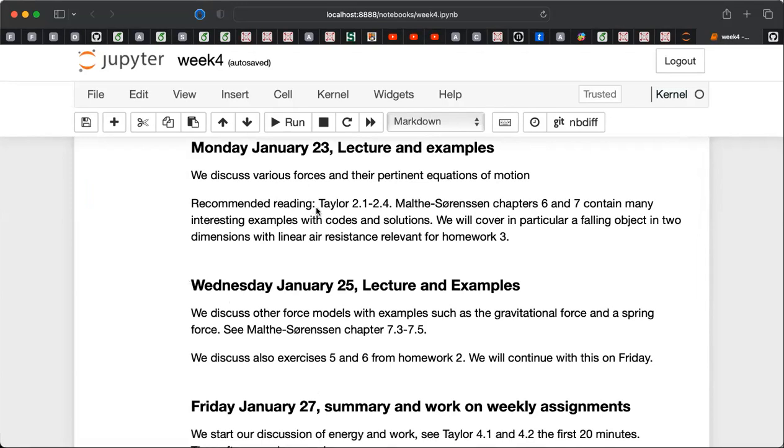This is the textbook by Taylor. And the examples which we're going to look at are actually taken from sections 2.1 to 2.4. There's also the textbook of this colleague of mine, Malte Sørensen, chapters 6 and 7. That is a textbook which contains a mix of numerical exercises and analytical solutions, and it can be of help when you're solving the different homeworks.